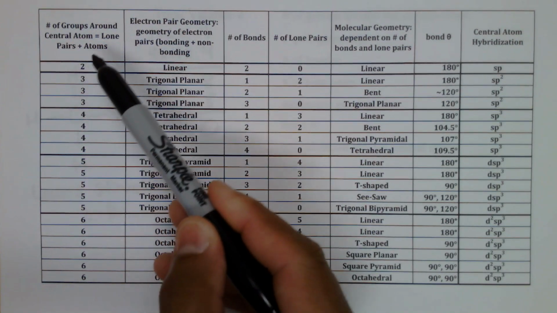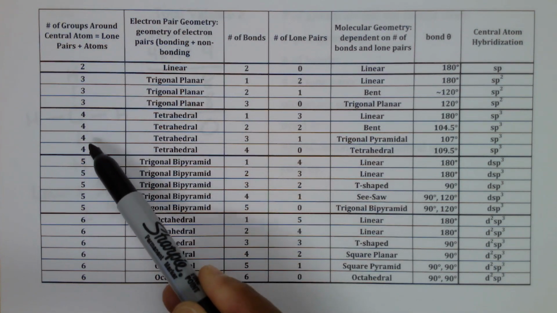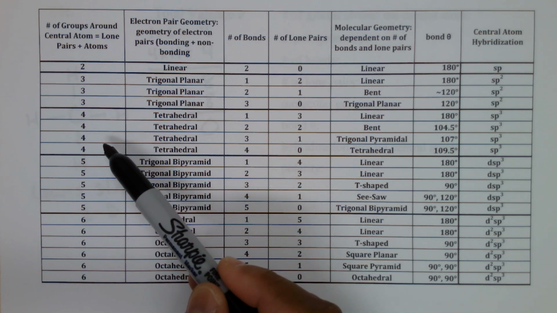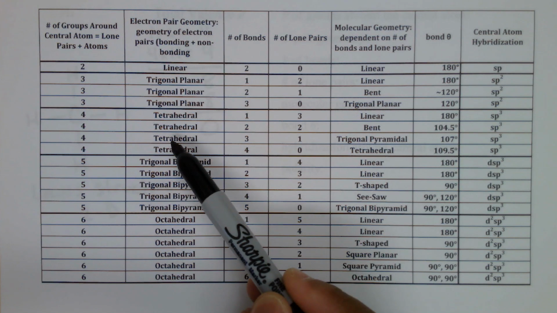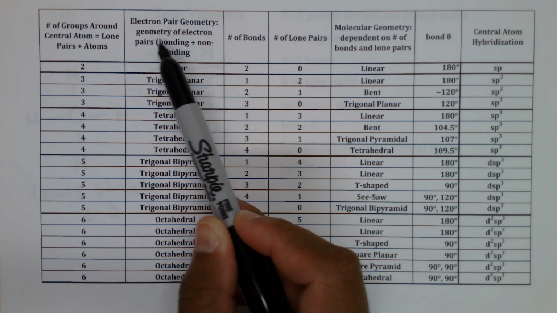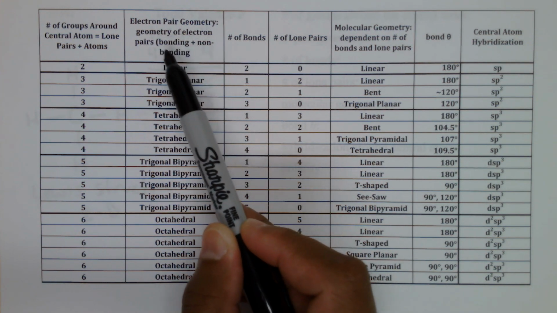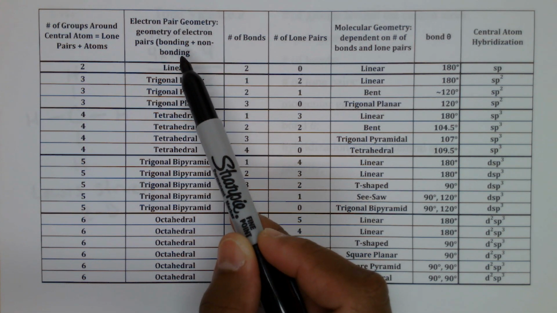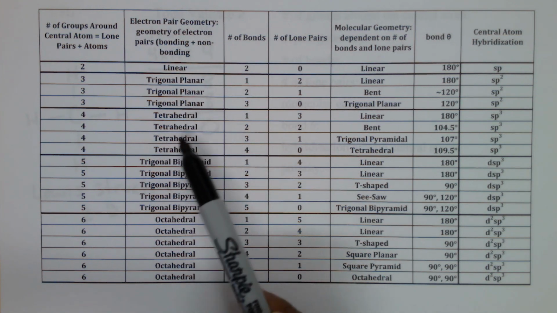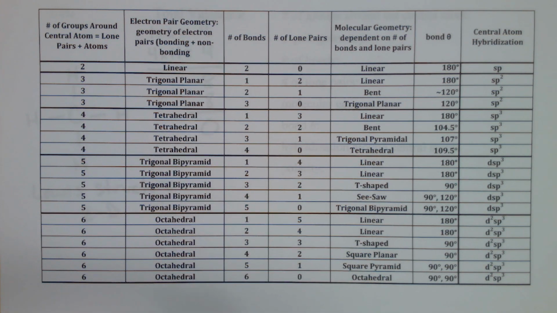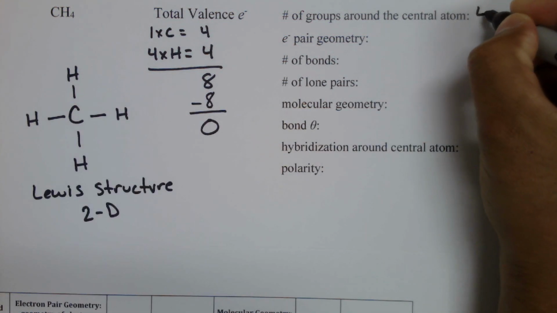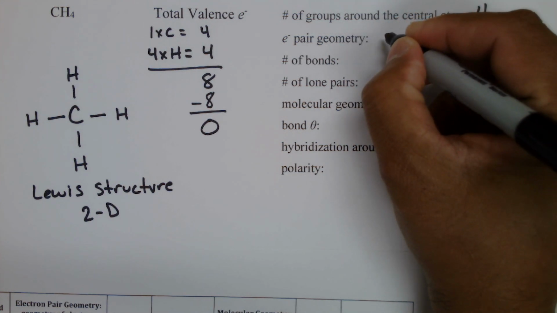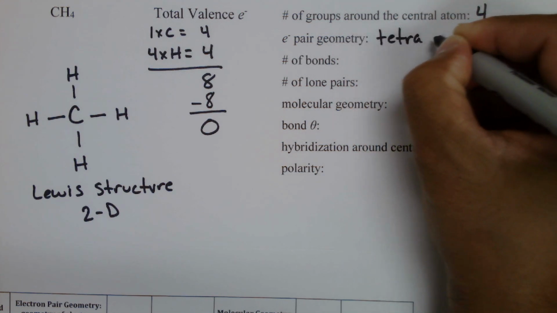So we'll go to our table and we'll look for number 4, and there's a block here that has 4. And this will give us the electron pair geometry. All this means is this is the geometry of the electron pairs. Now, in this case, we have 4 bonding pairs, we have 0 non-bonding pairs or lone pairs. So the shape here for those 4 electron pairs is tetrahedral. 4 groups around the central atom gives us an electron pair geometry of tetrahedral.